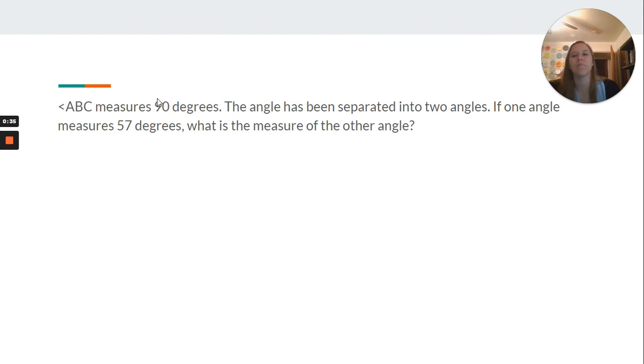So ABC measures 90 degrees. The angle has been separated into 2 angles. If one angle measures 57, what is the measure of the other angle? So we do x plus 57 equals 90. Solve for x. 33 degrees. So the other angle measures 33 degrees.